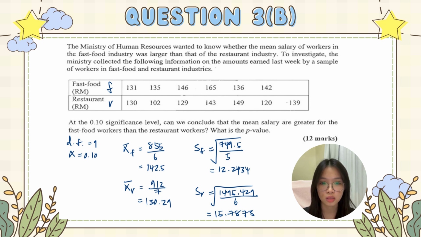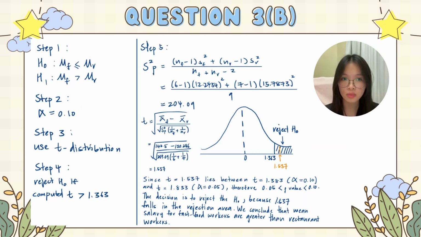Then we can calculate the sample standard deviation. The standard deviation for the fast food is 12.2434, and the sample standard deviation for the restaurant is 15.7873. Step 1, we must state the null hypothesis and the alternative hypothesis. The null hypothesis is that the mean of the fast food is less than or equal to the mean of the restaurant, while the alternative hypothesis is that the mean of the fast food is greater than the mean of the restaurant.